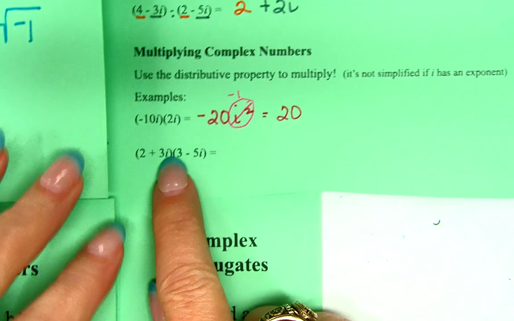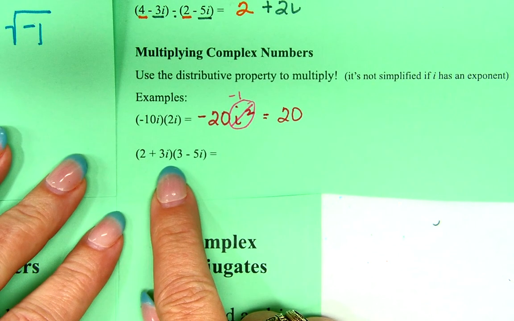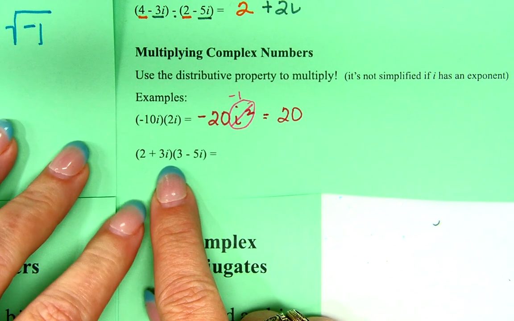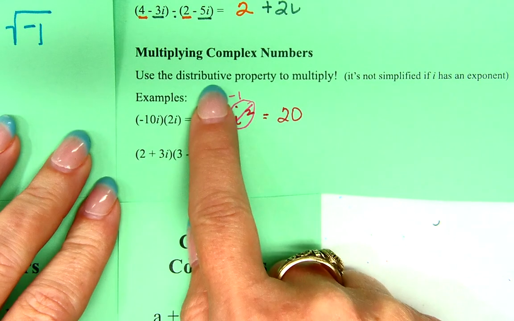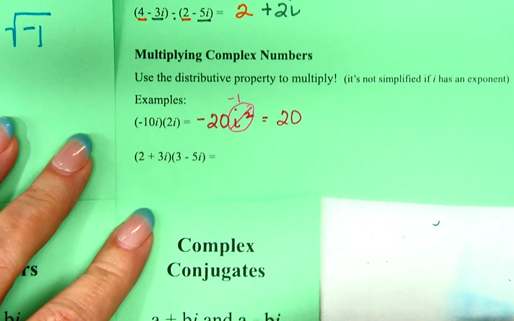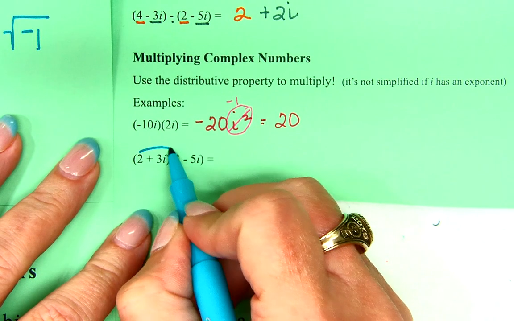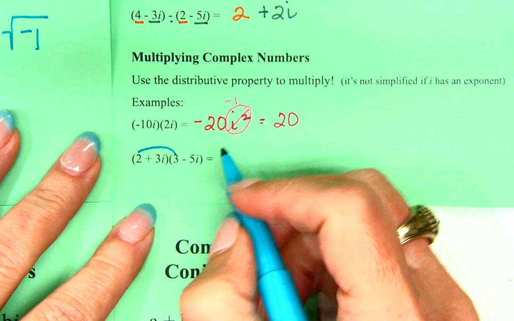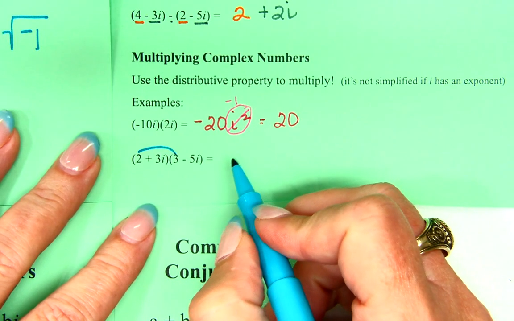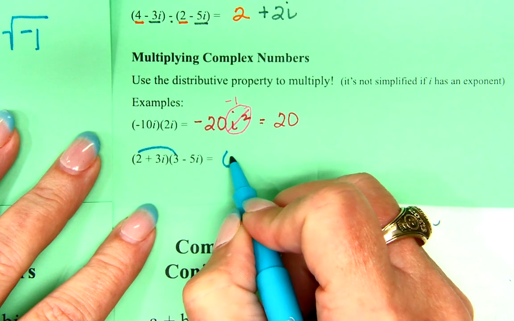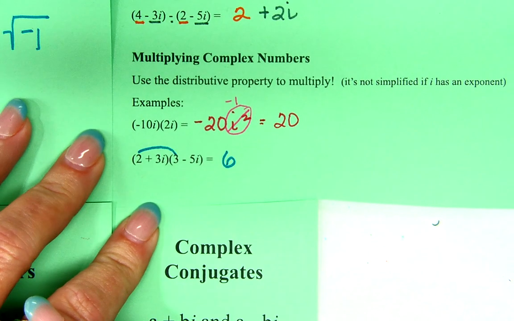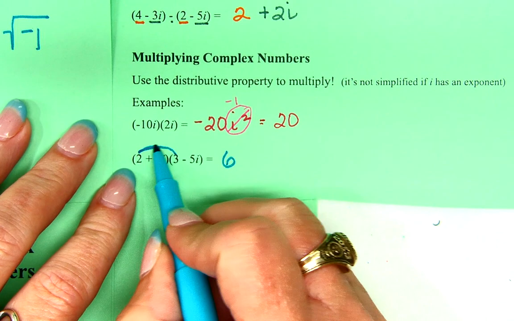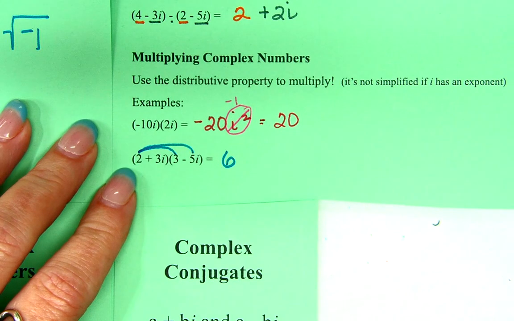What do you think I should do with this problem right here? Skip it. We do not skip it. We distribute, right? So what's 2 times 3? Oh, yikes. Maybe it's just Monday morning? Is that what's happening? Yeah. 6, okay. Then 2 times negative 5i. Wait, it's not a variable.